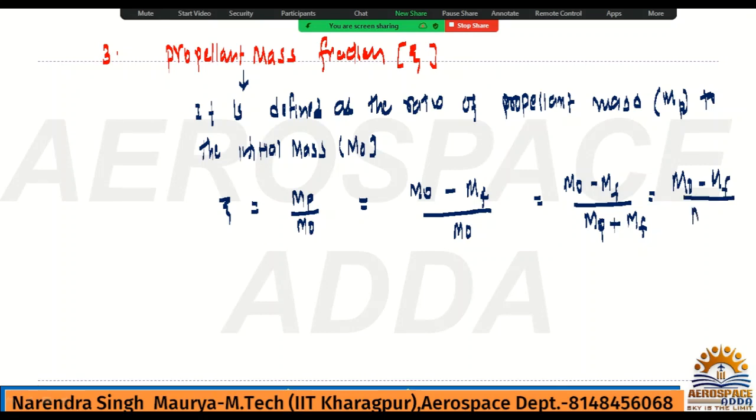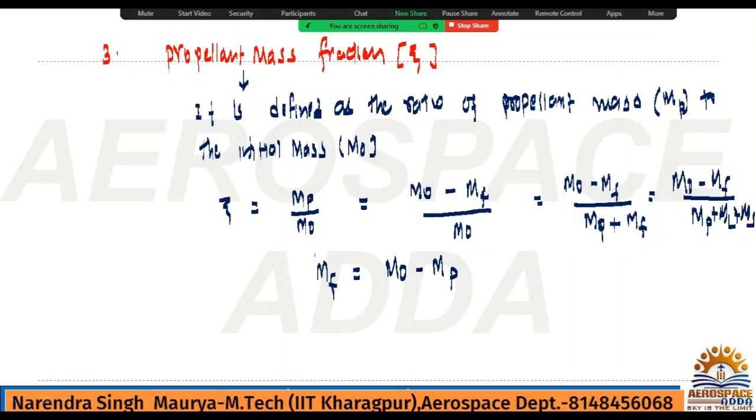What is the initial mass? Initial mass is nothing but mass of propellant plus mass of the payload plus mass of the structure. The full length you can write, otherwise mp plus mf. Yes or no? The final mass is nothing but the initial mass minus the mass of the propellant, because that part will be deducted. Why? Because final mass means the mass of the rocket system after operation, and after operation the propellant is now completely consumed.